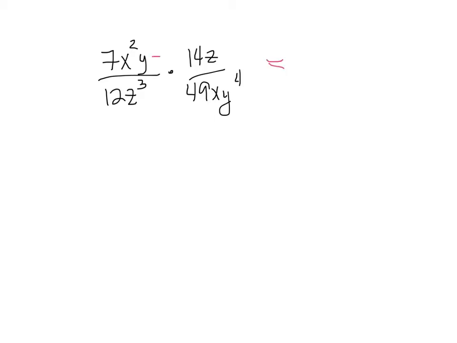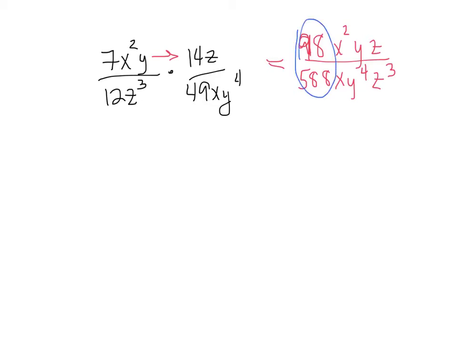We multiply straight across. So we're going to do 7 times 14, remembering just how to multiply with variables and exponents. So we have 98 x squared yz, because you can multiply unlike terms, over 12 times 49 is 588 x y to the fourth z cubed. You should always write your variables in alphabetical order. From here, you then have to reduce, because you have to reduce fractions.